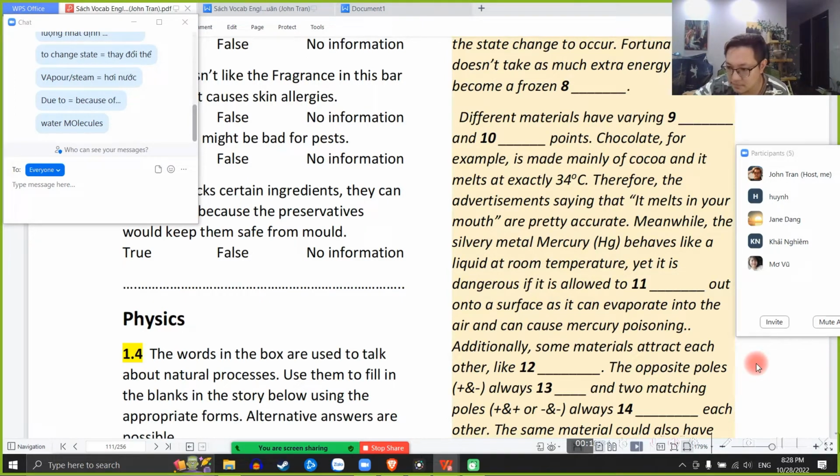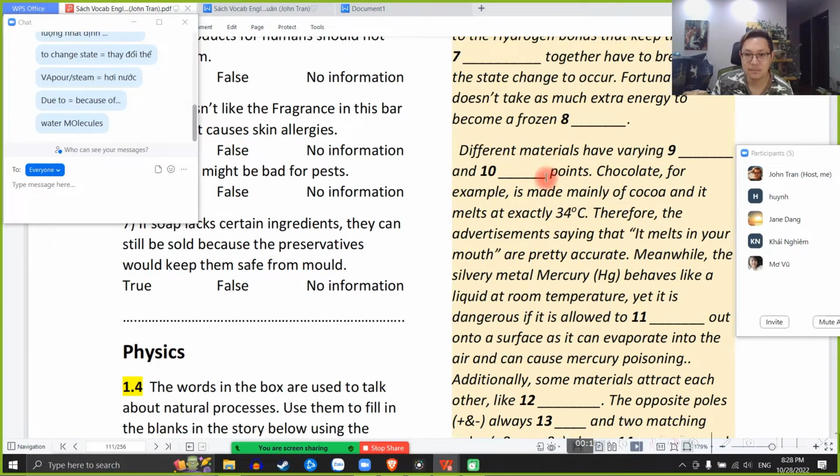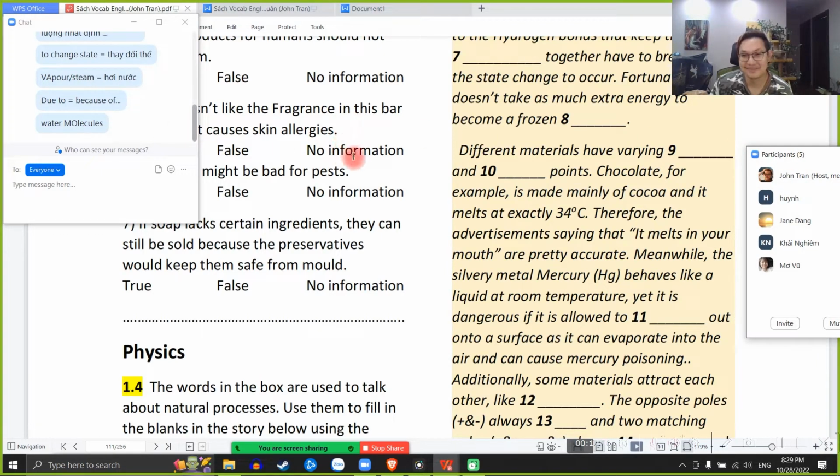Different materials. Different. I don't see that. Okay, different material. Do you see it? No. Okay, I got it. Kéo mấy cái kia ra thì sẽ nhìn thấy được thôi. Okay, different materials have varying boiling and melting points. Can wait me a second. I will use my PDF file. I don't see yours. Oh, okay, I see yours. Different materials have varying. Varying, not a varying.